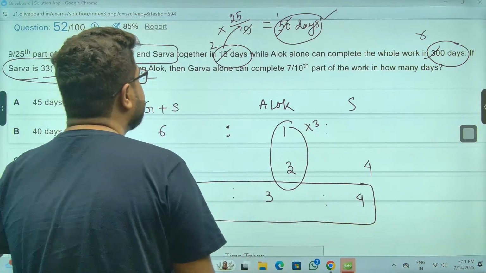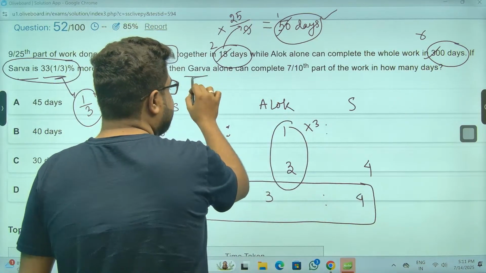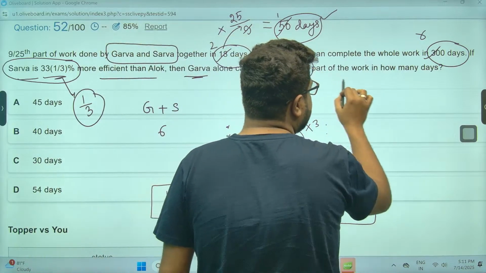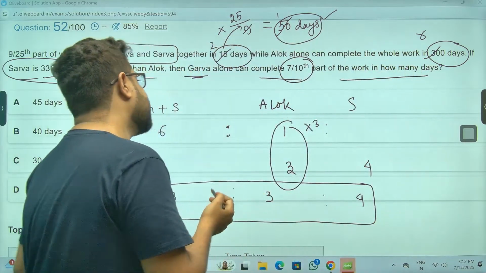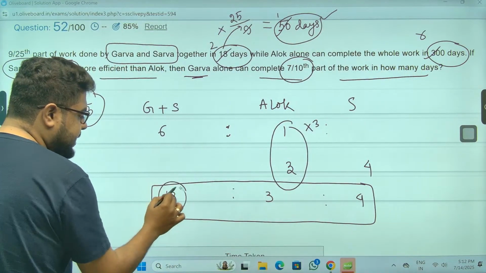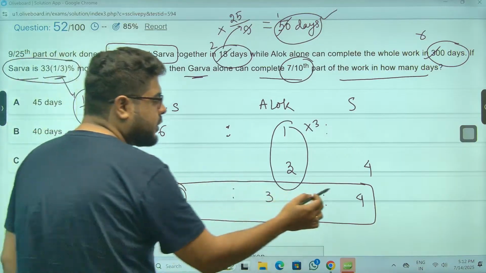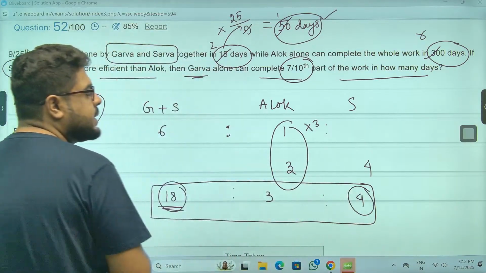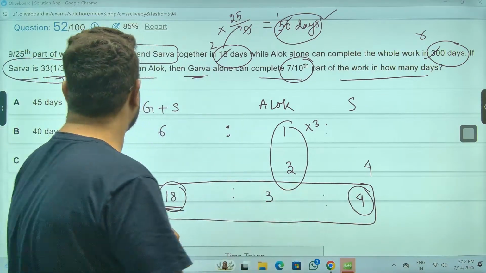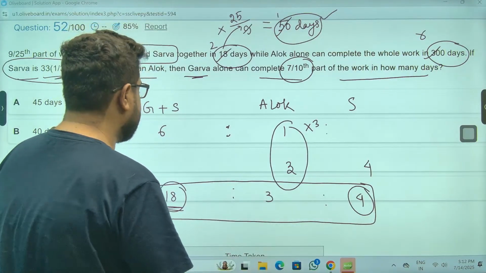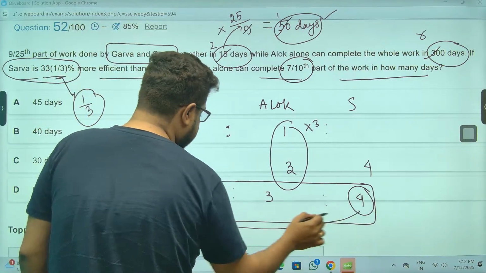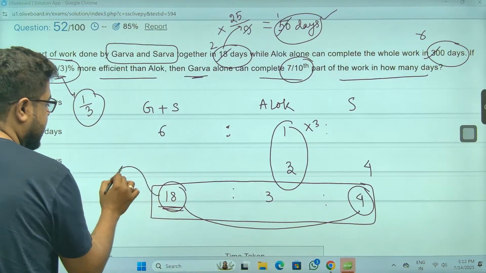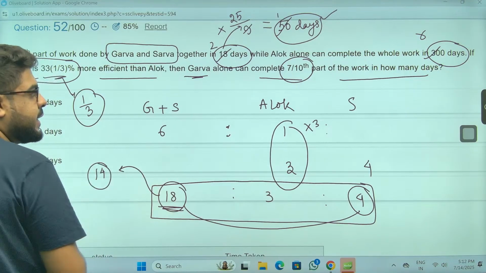Now, what they're asking: Garva can alone complete 7/10 of the work in how many days? Sir, Garva plus Sarva can do 18 units every day. Out of that, Sarva is doing 4, sir. Have we done something wrong? I hope not, sir. That means Garva alone is doing 14 units every day.